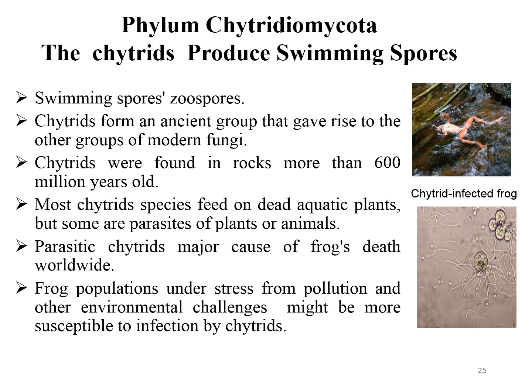Most chytrid species feed on dead aquatic plants in watery environments, but some are parasites of plants or animals. Parasitic chytrids are believed to be a major cause of frogs' death worldwide. Frog populations under stress from pollution and other environmental challenges might be more susceptible to infection by chytrids.